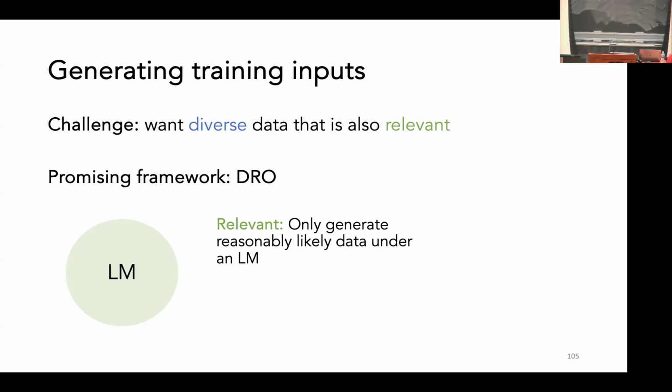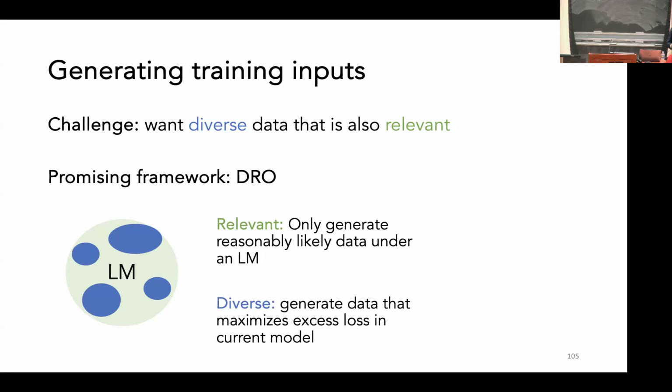And then the second component of DRO is that we're maximizing this loss. So in DRO, we'll generate data that maximizes the loss with respect to a currently training model. And then if you think about this in a continually learning loop, we'll use this data to update that model. Now, a different part of the data set will maximize excess loss. And if you continually generate this data set over time, you'll get a naturally diverse data set.